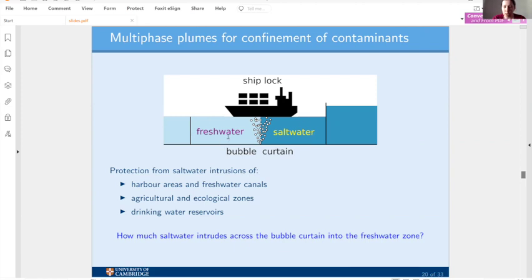And this intruding saltwater current can have very damaging consequences. It can negatively affect the harbor areas and freshwater canals, because it can also contaminate agricultural and ecological zones and also pollute the drinking water reservoirs. And the question now is, what can we do in order to reduce this intruding current of salt water into the freshwater zone? And it turns out that there is a very elegant solution to this question.